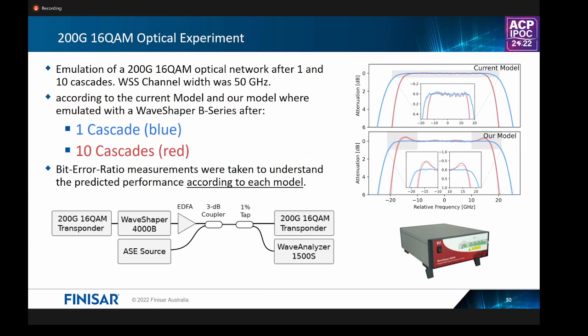So the way we did this is we have our transponder here, and we have an ASE source that we can use to introduce noise. And then we receive the measurement again, and we can use this to do bit error calculations. So how do we emulate 10 cascades of WSS?